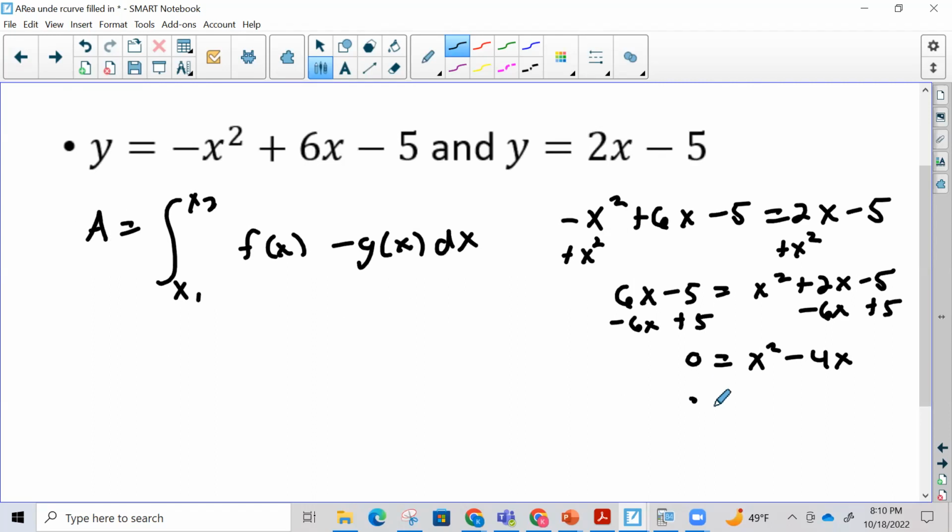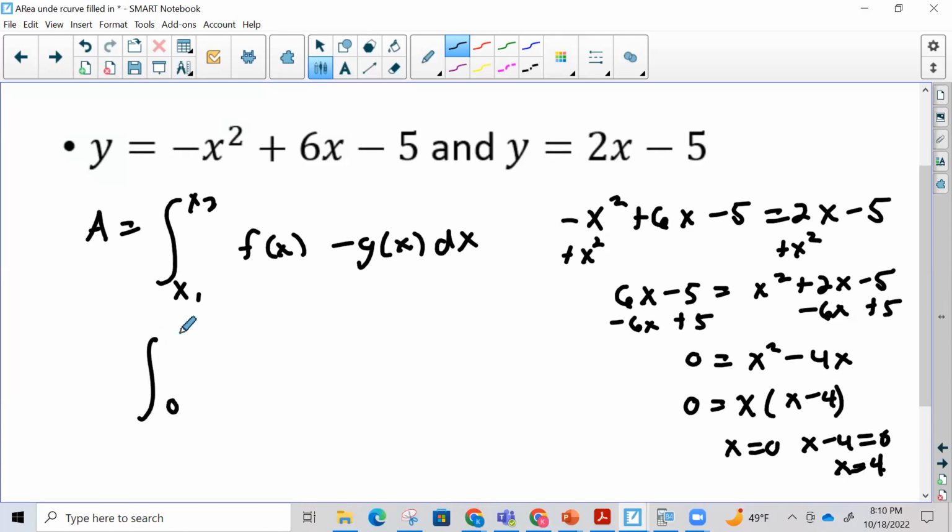Then I'm going to factor this. It's two terms. There's a greatest common factor of x, which leaves me with x minus 4. And then I set each of these equal to 0. So these are my two x values. So that would be what I would put here, like this is 0 and 4.